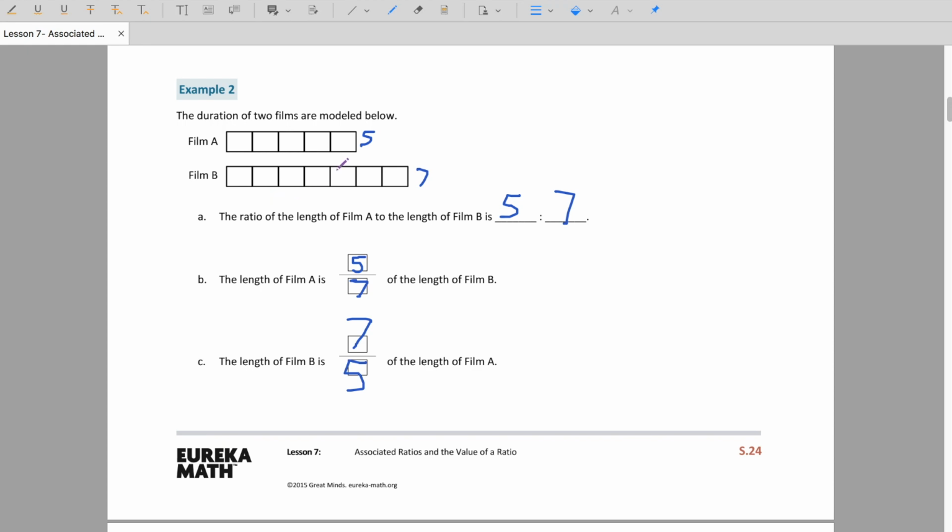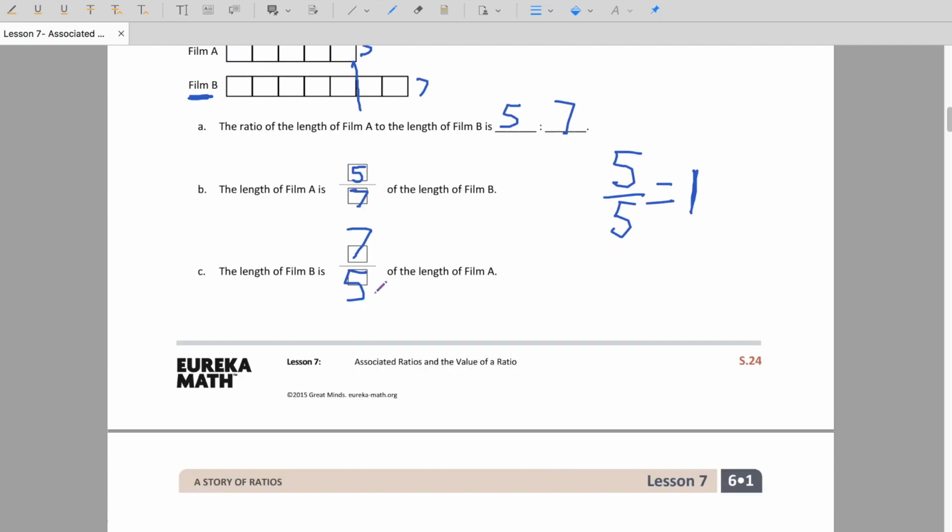If we look at film B, it's 7 long. Film A is 5 long. These boxes are all the same size. We need 7 of these boxes for film B. So film B is going to be 7/5 the length of film A, right? Let's talk about fractions for a second. 5/5 is going to equal 1. Film A is 5 boxes long, so if I had 5/5, that's going to equal 1. But film B is longer than film A, so we need 2 more boxes. That's why we have 7/5. So 5/5 is how long film A is, and 7/5 is how long film B is in terms of film A.